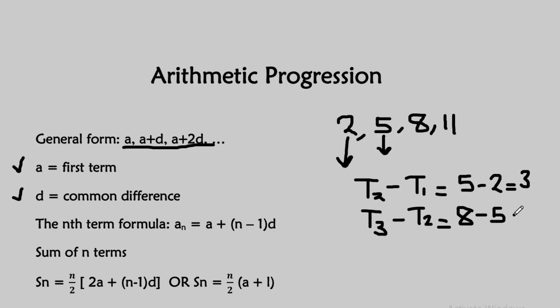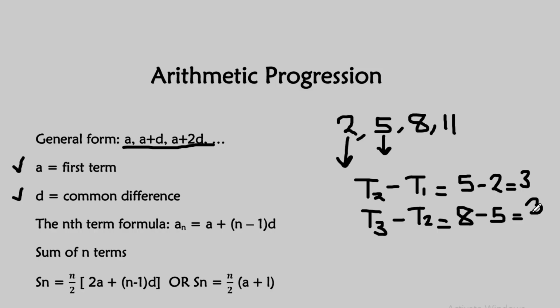So this means that yes, this sequence is an arithmetic progression because it's adding up by the same value, which we call the common difference. That's what we call the common difference, and you can see it there.